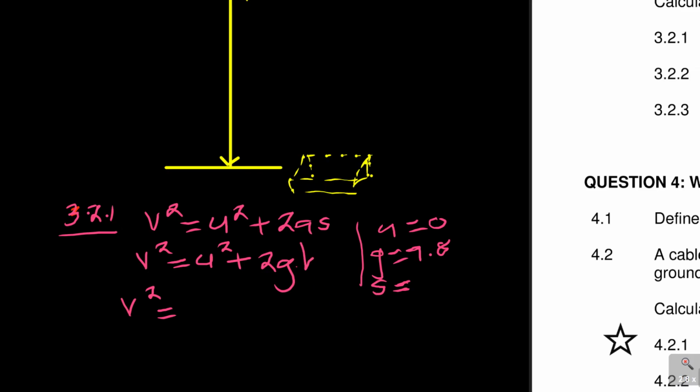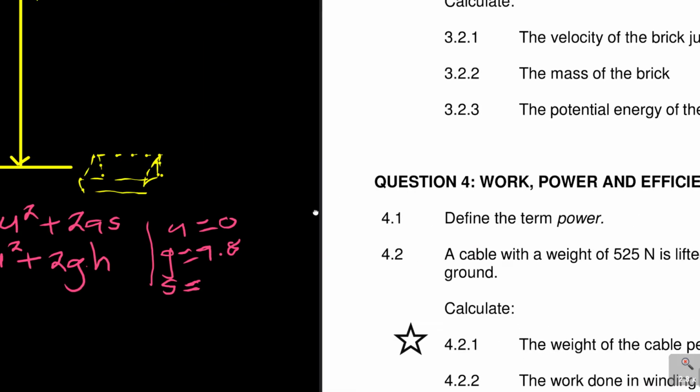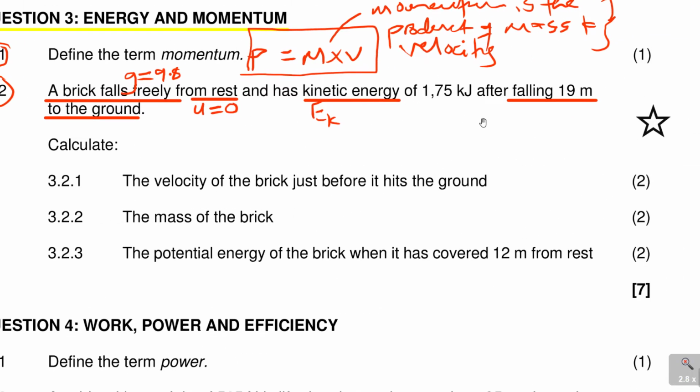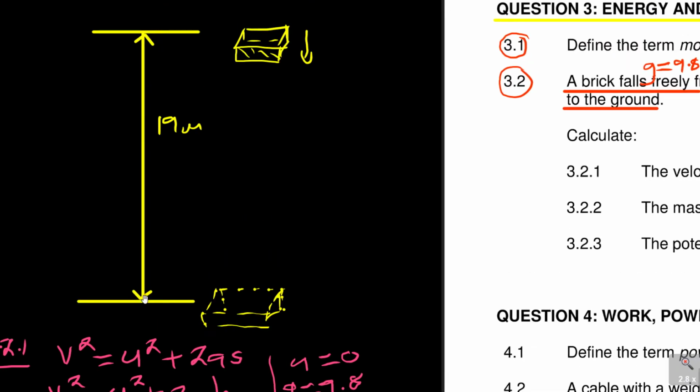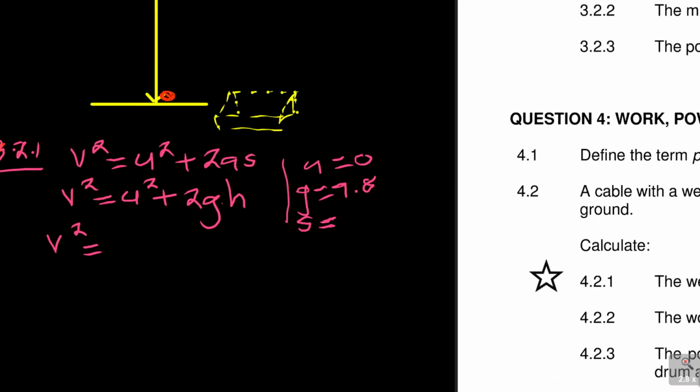Here you can change it to become h, which is the distance that this object has fallen. It says that an object has a kinetic energy after falling 19 meters to the ground, and asks for the velocity of the brick just before it hits the ground. So we are considering 19 meters as the distance traveled by this brick just before it hits the ground. So s is equal to h, the height, which is 19 meters.